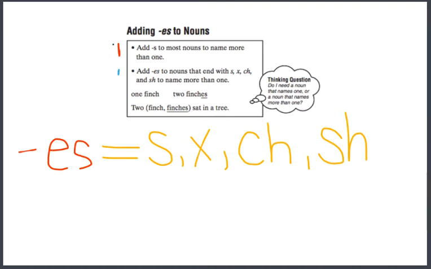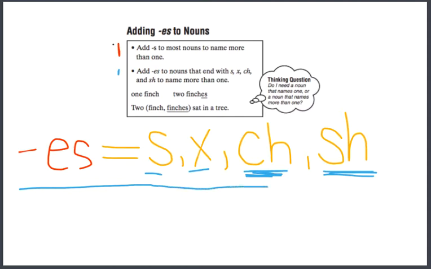Once again, we add S to most nouns to name more than one, but we add ES to nouns that end with S, X, CH, so the words that have that ch. Can you make that sound for me? Ch. And words that have the SH, sh. Can you make that sound for me? So we add ES to nouns that end with S, X, CH, ch, and SH, sh, to name more than one.